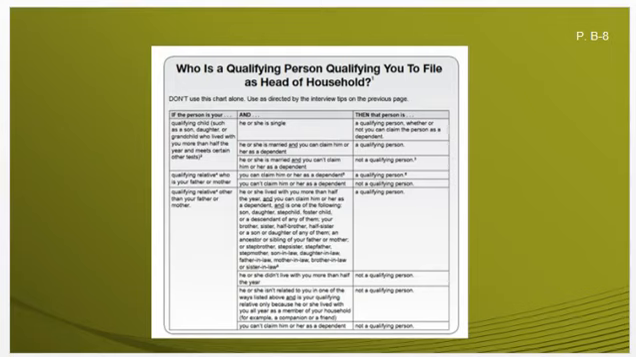On page B8, there is a chart on who is a qualifying person, qualifying you to file as head of household. Remember that the qualifying widow or widower has a qualifying person, and that qualifying person is specifically defined for that filing status. And then we also need a qualifying person for head of household, and that person is specifically defined in this chart here.